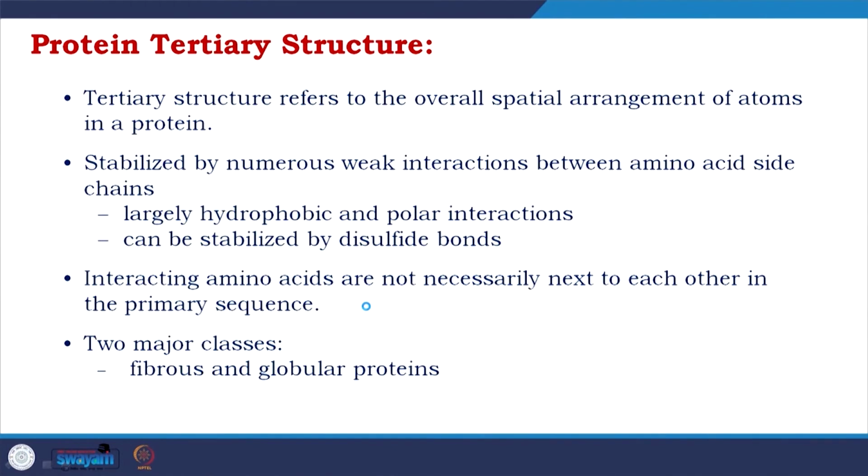We will see how they are working, what their nature is, and how they influence, but mostly we could say that hydrogen bonds, salt bridges, hydrophobic patches, and base-base stacking have an immense role in protein folding. Interacting amino acids are not necessarily next to each other in the primary sequence. There are 2 major classes of proteins, fibrous and globular proteins. Mostly fibrous proteins are structural proteins, and globular proteins are proteins which work as enzymes.